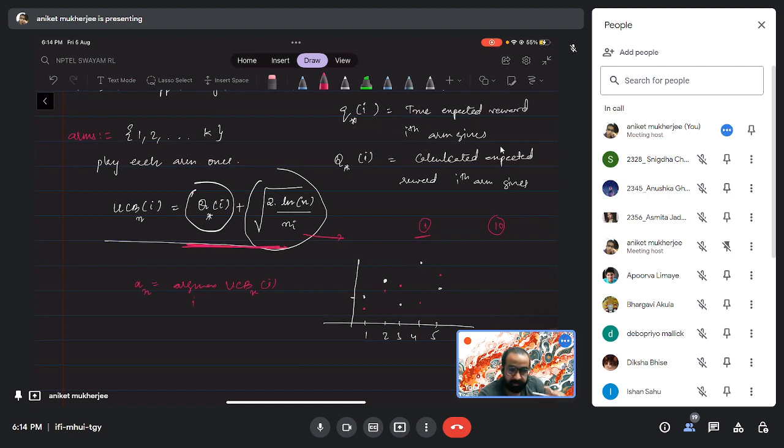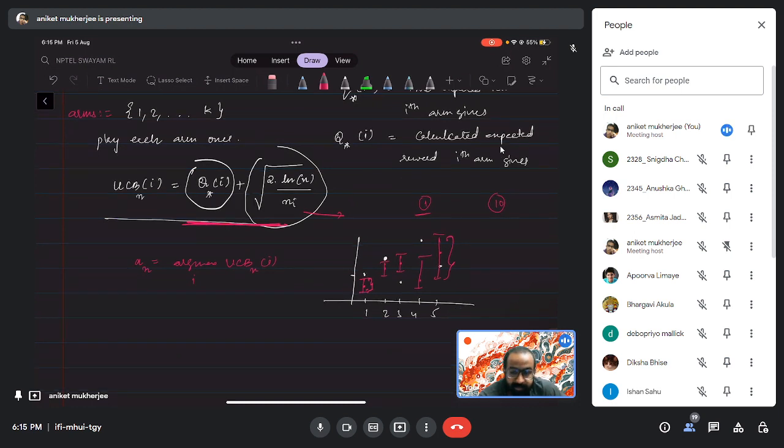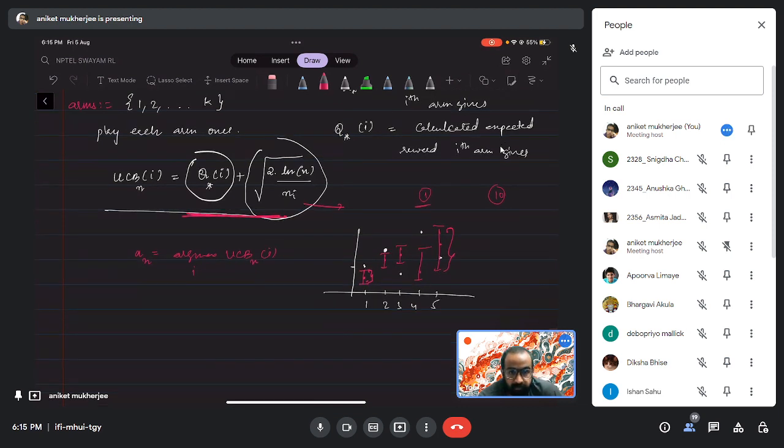Now the second term in the expression gives you a bound on how close you are. The more you sample, the shorter this confidence bound is. The less you sample, the bigger the confidence bound is. So I hope the algorithm is clear. Is there any doubt with the algorithm? Feel free to ask.